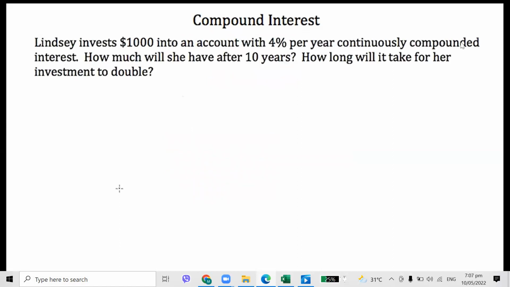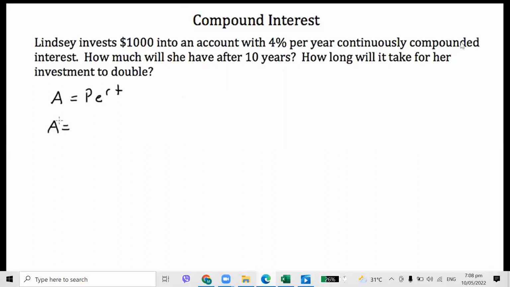So again, let's look at an example. Lindsay invests $1,000 into an account with 4% per year continuously compounded interest. How much will she have after 10 years? And how long will it take her investment to double? Well, we have two different questions here. First, let's look at how much she will have after 10 years. A is equal to P e to the rt. We're looking for A after 10 years.